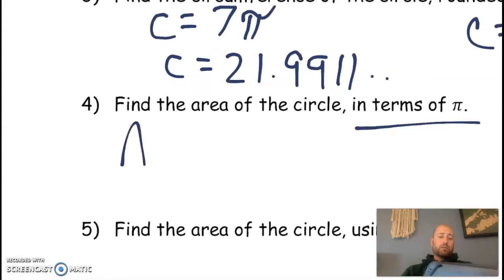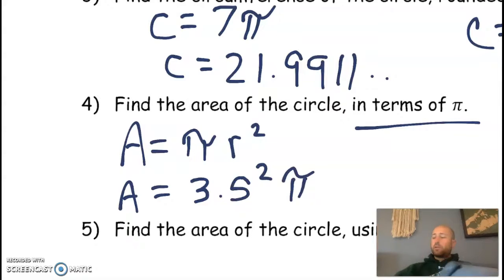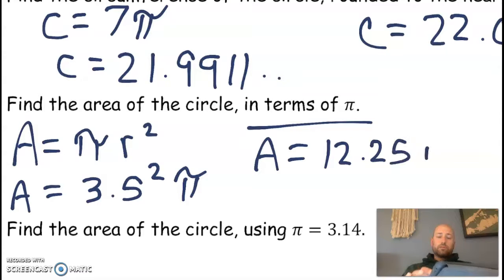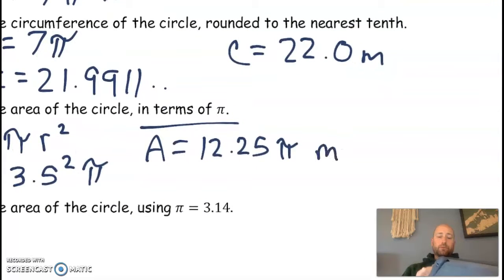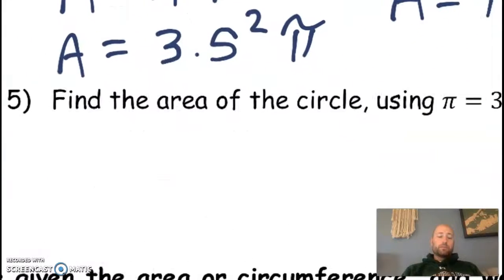Right? Find the area in terms of pi. So area equals pi times the radius squared. The radius is 3.5 squared times pi. So again, go to my calculator to do 3.5 squared. And the area is 12.25 pi. And this time, it is meters squared. Okay? So square that radius before you multiply it times pi.